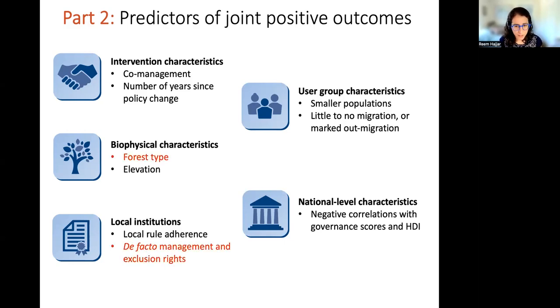So I just want to highlight a couple here: forest type and de facto management exclusion rights. These came out as associated with positive outcomes across all the different combinations of outcomes. And so that's something to keep in mind, that forest type seems to be an important predictor of how well a community forest project will do. And then communities that had de facto management and exclusion rights prior to the intervention were most likely to see joint positive outcomes, different combinations. And in fact, de jure rights were less important as predictors in our models.